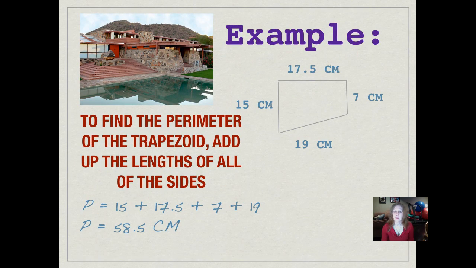Here's our first example. In this example, we have a trapezoid. It's definitely an unusual looking trapezoid, but it is nonetheless. It has two sets of opposing parallel lines. They have given us the length of each of the sides, and so to find the perimeter, we would add up the lengths of all the sides. So you can see down there, I added 15 plus 17 and 5/10 plus 7 plus 19, and I got 58 and 5/10 centimeters.